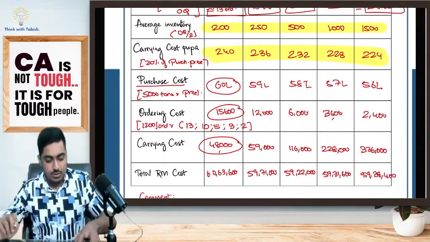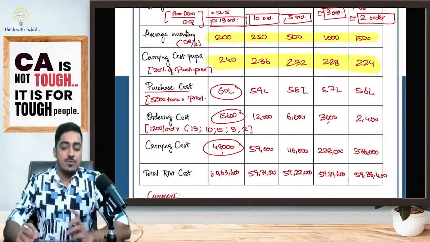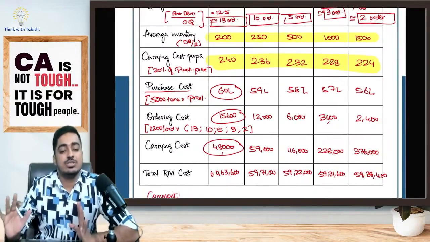I hope you have followed. So many calculations are there. Obviously this question will come for 10 marks in the examination, bare minimum. That means at least 18 minutes you will take.